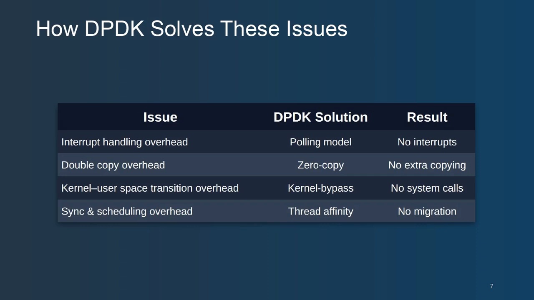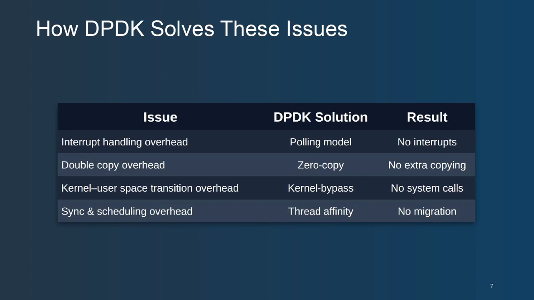Now that we know what DPDK is, let's see how exactly it solves the bottlenecks we saw in the Linux stack. We started by talking about the problem of interrupt handling overhead. The solution that DPDK provides for this is its polling model. Instead of reacting to interrupts, DPDK worker threads continuously poll the NIC queues. This removes interrupt and context switch overhead and gives us predictable latency.